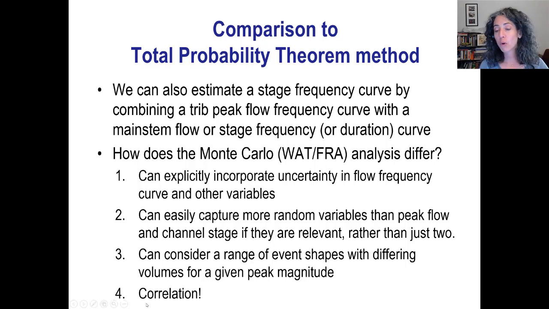And finally, correlation. It's a lot easier to capture correlation in the Monte Carlo simulation method because we can just do correlated sampling with our marginal distributions of variable A and variable B. We don't actually have to develop a joint distribution of A and B.